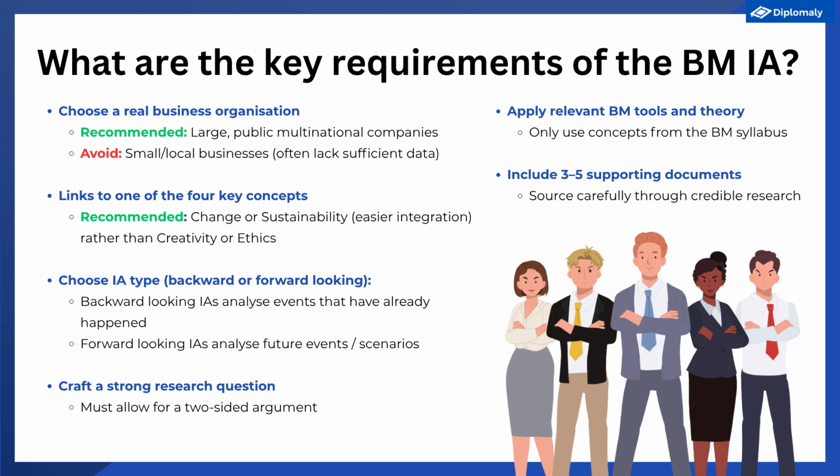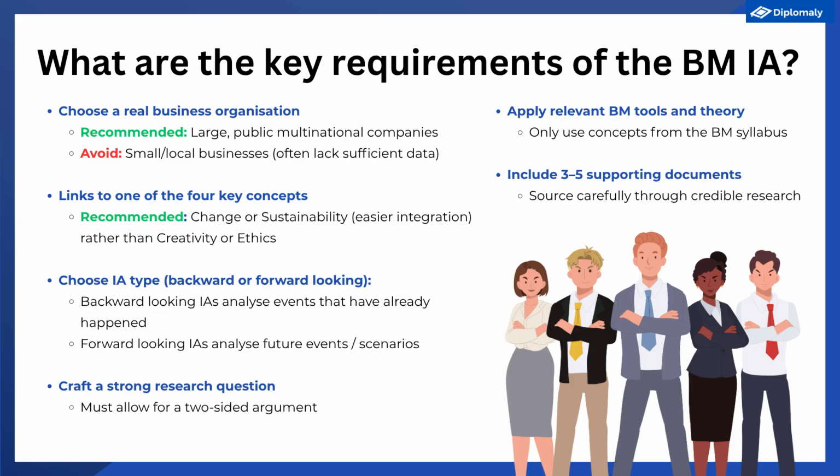Second, you must choose one of the 4 key concepts in this course: change, sustainability, ethics, and creativity. This will be your key concept that you will need to integrate consistently throughout your IA. Any of these key concepts are fine, but in our experience, change and sustainability are typically easier for students to score well due to the broader links to the rest of the business management syllabus.